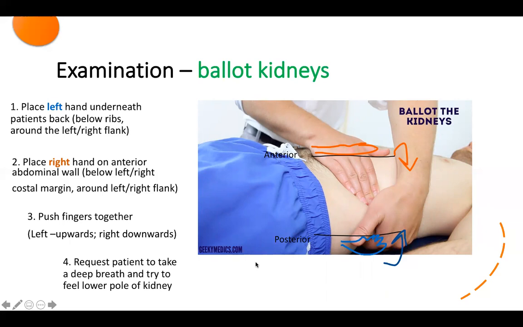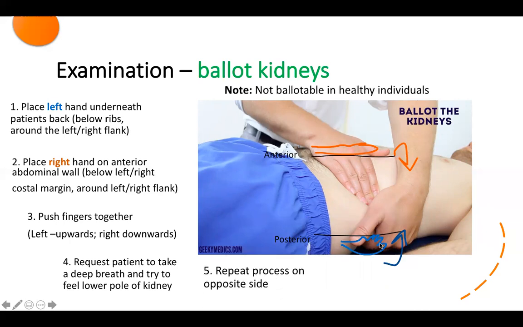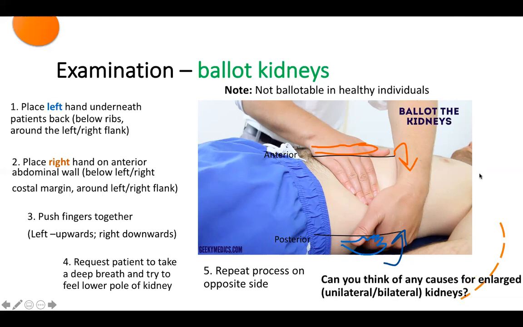And request the patient to take a deep breath and try to feel for the lower pole of the kidney. Don't focus too much on the lower pole. Just try to see, when the patient takes a deep breath and you push your fingers together, can you feel something? And then you want to repeat the same thing on the opposite side. So you usually should not feel anything in healthy individuals, and it is quite hard to ballot the kidneys. If you do feel something, that's probably indicating an enlargement, which could be unilateral or bilateral.